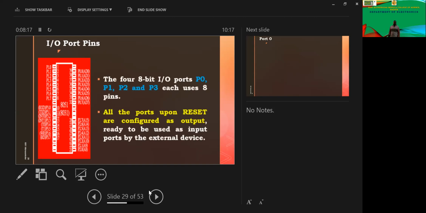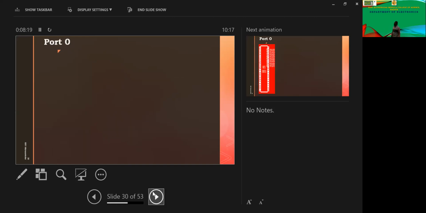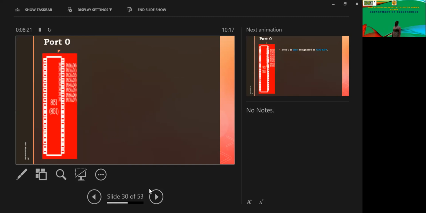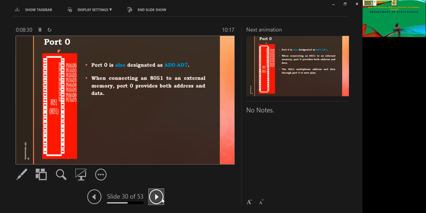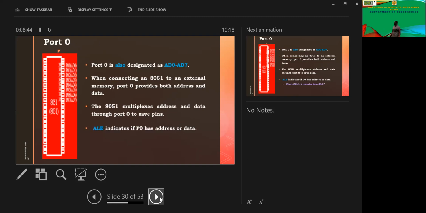Then these are some of the explanations for ports P1 and P2. Then this is port 0 that we have. Port 0 is also designated as AD0 to AD7, which is what I have told you. When connecting an 8051 to an external memory, port 0 provides both address and data, right? So we can use it as an address-data bus. I have already told you.